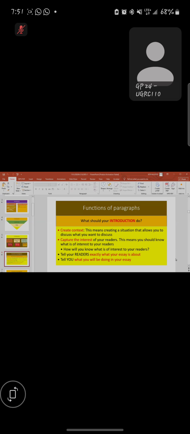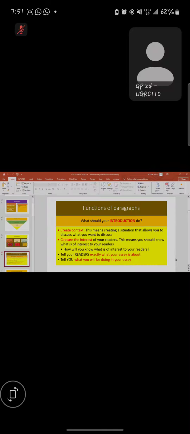The third and fourth points are that it is beneficial to both you and your readers. As far as the readers are concerned, you are telling them exactly what they need to know about the essay, what the essay is about, whilst you, as a writer, are guided as to what you'll be doing in the essay.